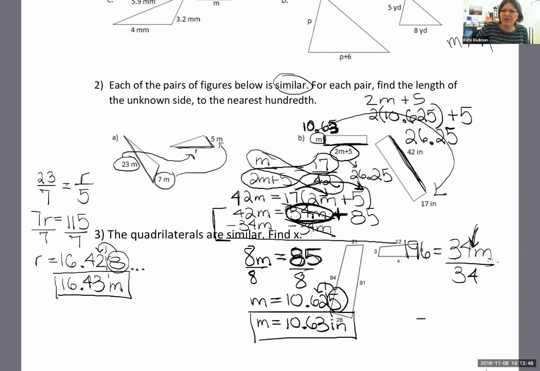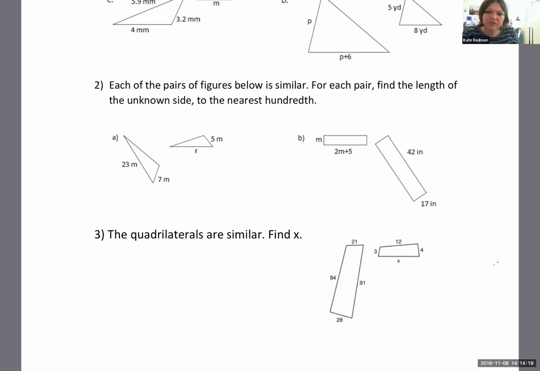This is probably pretty complex. They do like complex similarity problems on the GED, but the complexity tends to be in word problem form. So I'm going to do one more like this, but then we're going to look at some word problems, okay? More often you'll see word problems than the complex algebra here. But it could come up. It's fair game, okay?